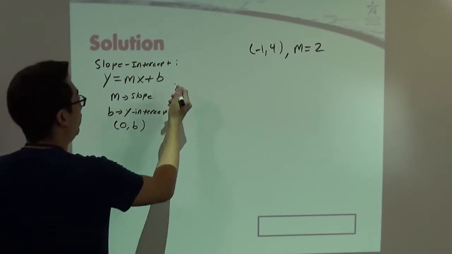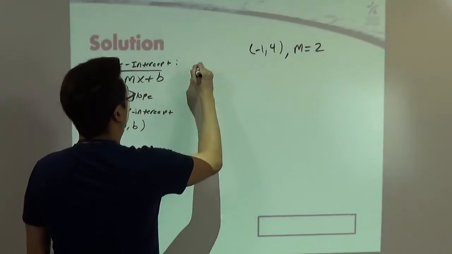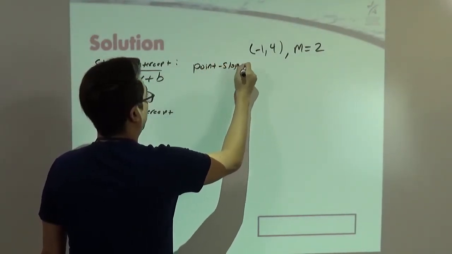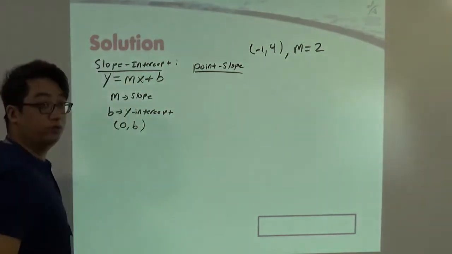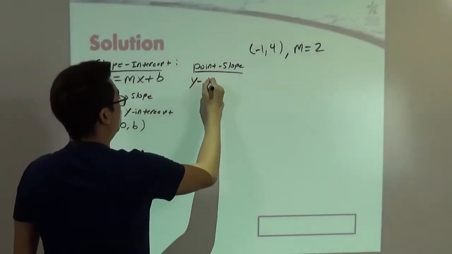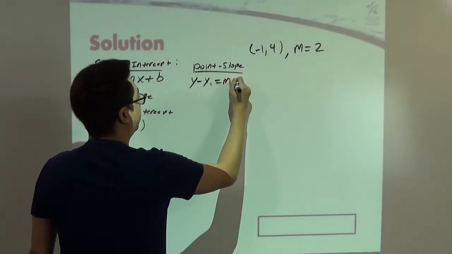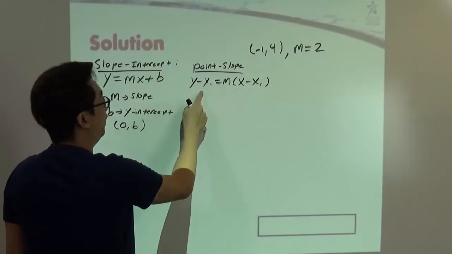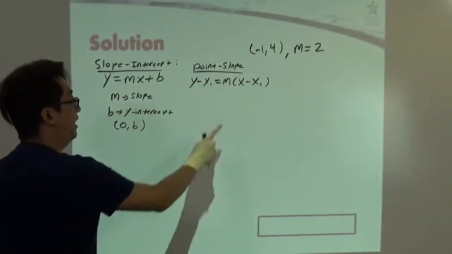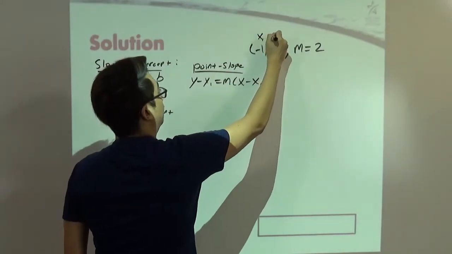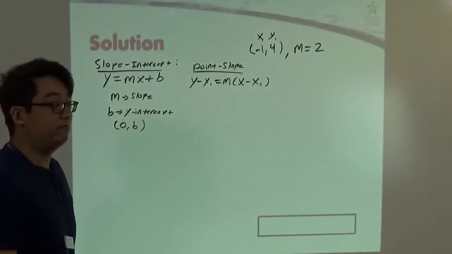So there's another equation we need to know called the point-slope form. The point-slope form is the form you use whenever you have a point and a slope. That is represented by y minus y1 equals m times x minus x1, where x1 and y1 is your point, while m is your slope. So we label this as x1, y1, and we plug everything in, right?